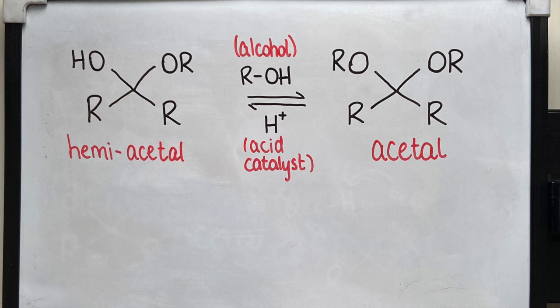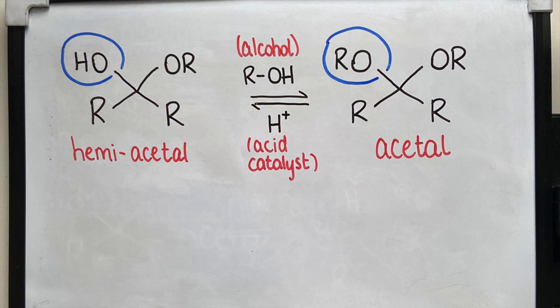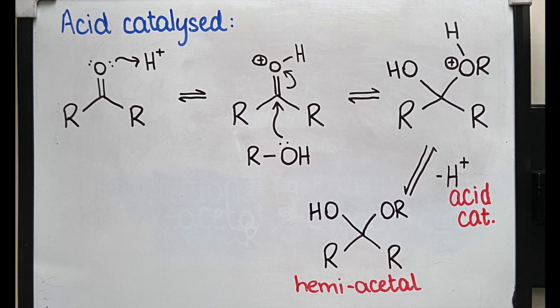In certain conditions, specifically when there is excess alcohol and an acid catalyst, a hemiacetal can be converted into an acetal product. Take care when drawing hemiacetals and acetals, because although they might look quite similar, they contain different functional groups. The mechanism for the synthesis of an acetal is quite interesting, one which we will talk through step by step. We start with the reaction pathway for the synthesis of a hemiacetal.